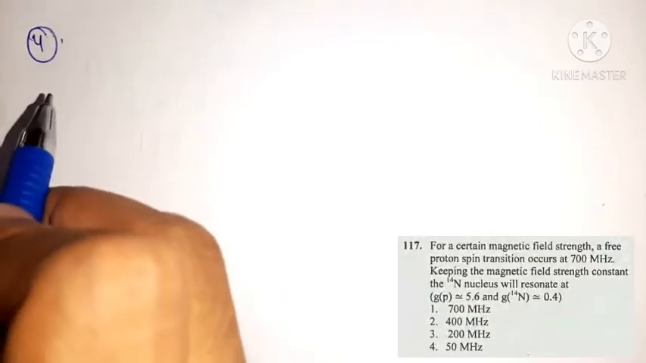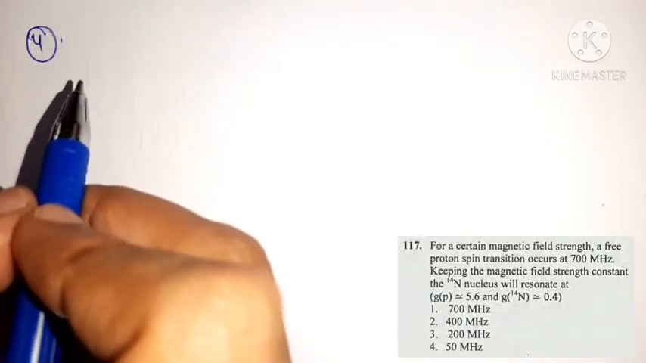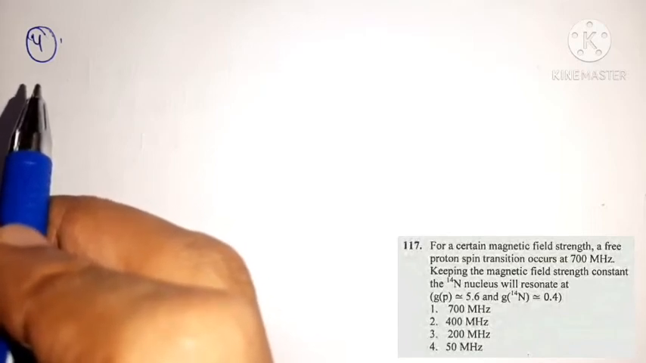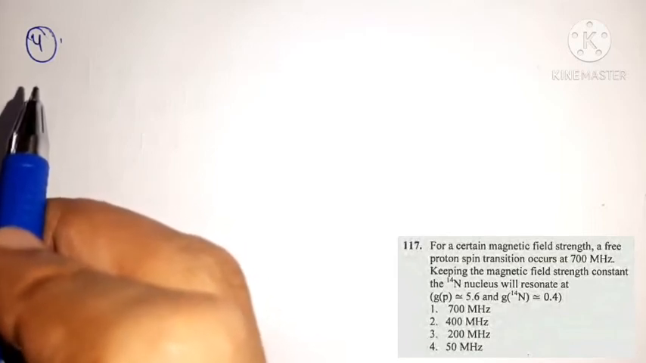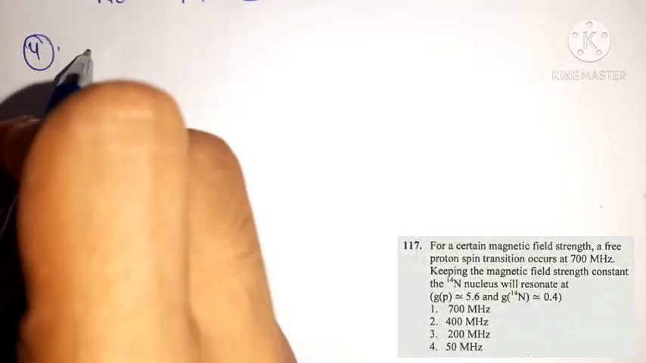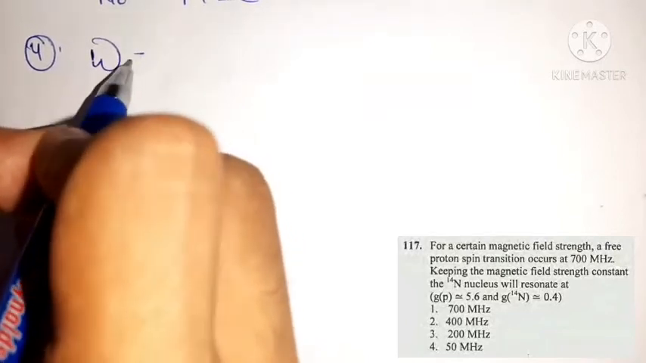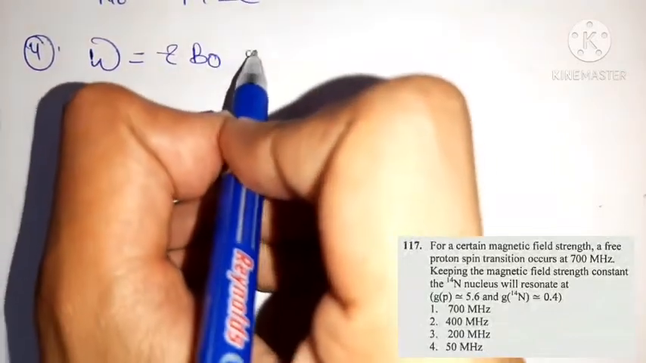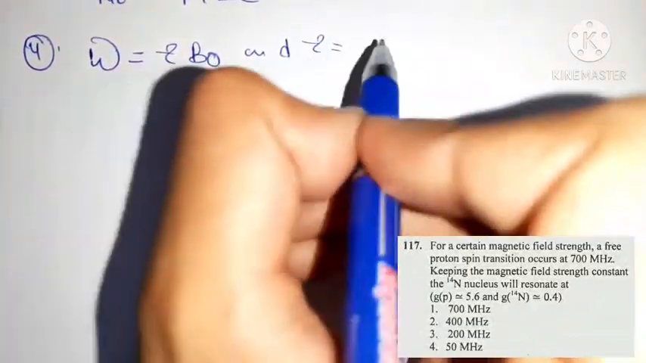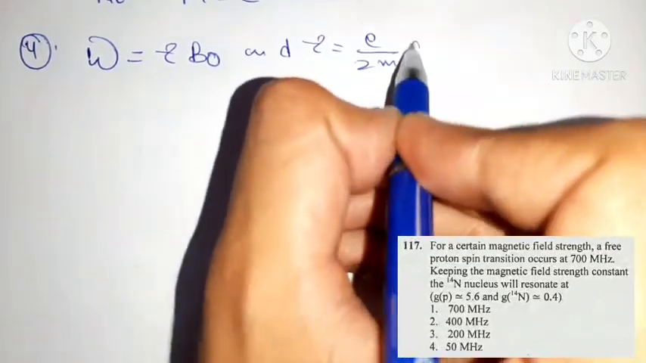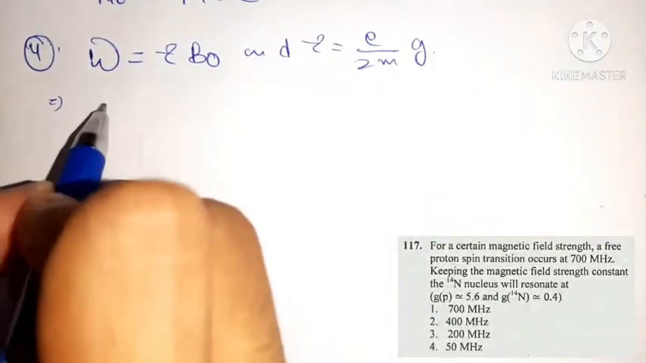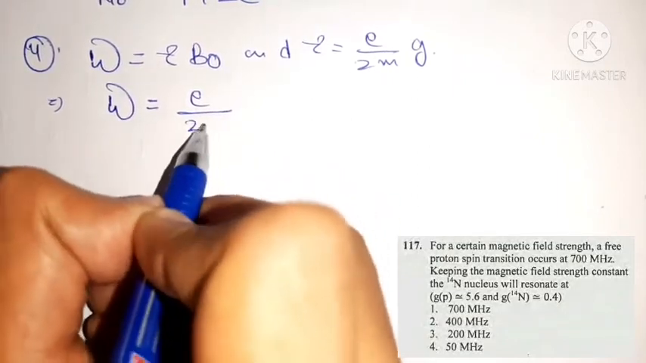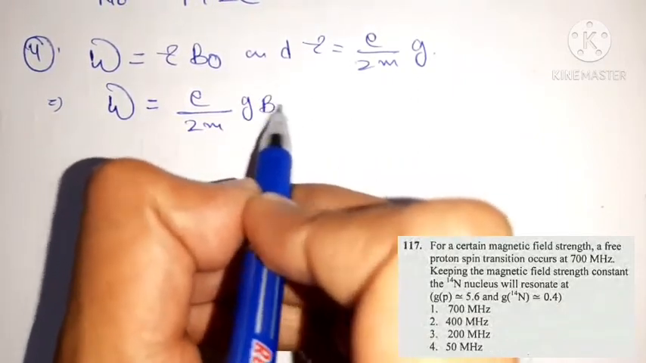Now again, friends, it is a very simple question, and for solving this question we must know the relationship between resonating frequency and the G value. First of all, we have a formula of resonating frequency, that is omega, which is equal to gamma B naught. And the value of gamma is equal to e upon 2m into G. So omega is equal to e upon 2m into G into B naught.